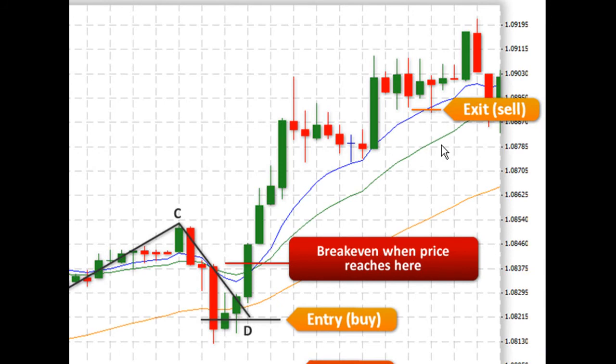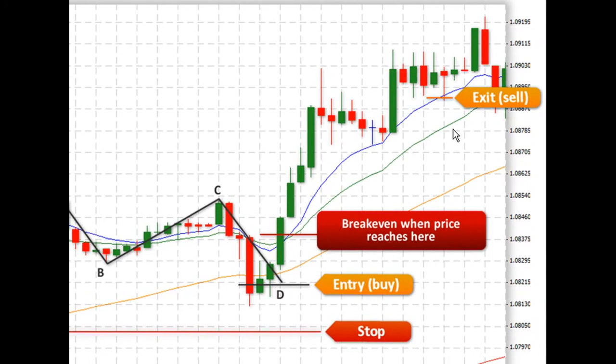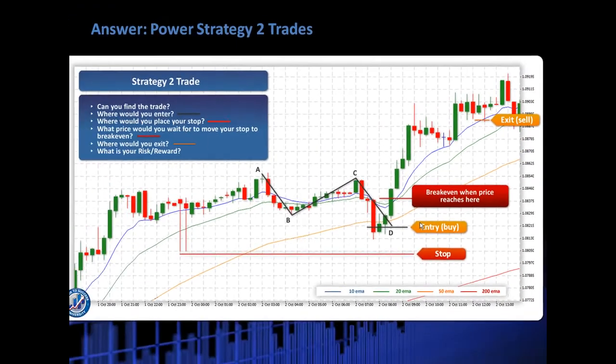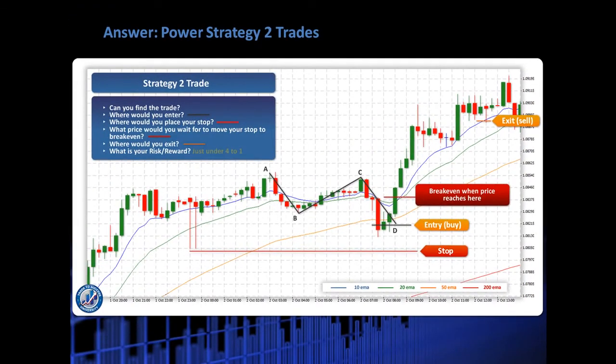What about our risk reward here? I want you to approximately work out the risk reward. So we do that by looking at our risk. Our risk is approximately 2 boxes, and our reward is around about 8 boxes. So we're looking at approximately a 4-to-1 risk reward.